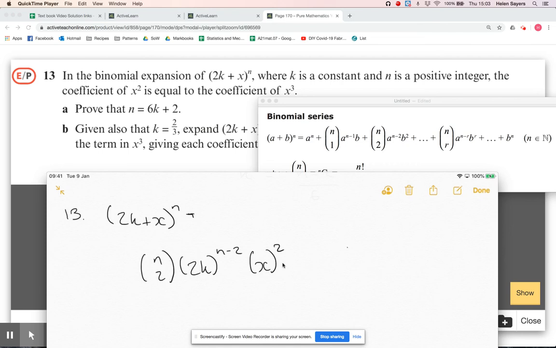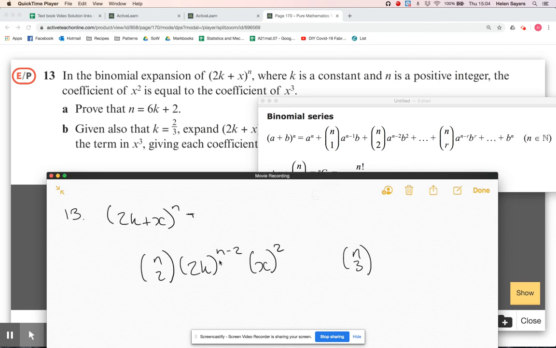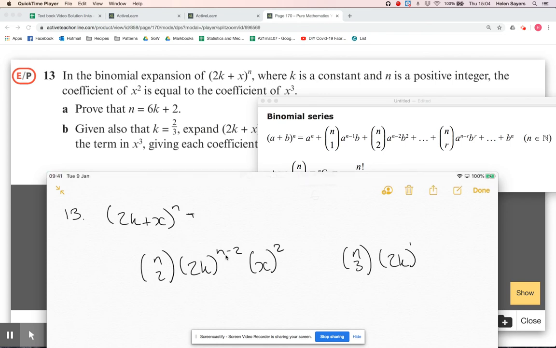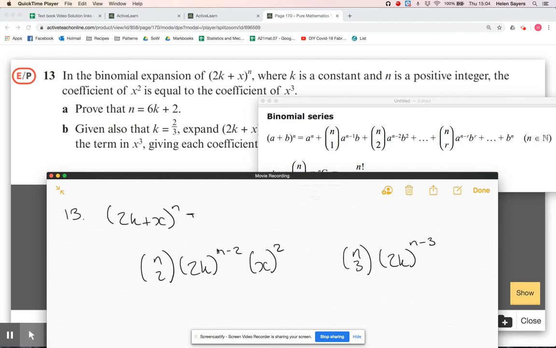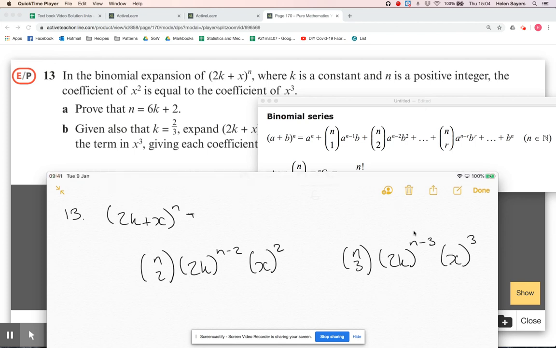My x cubed term is going to be n choose 3. Now, they don't actually specifically tell me the x cubed term, but you've used it lots on more standard questions. So the power of a is going to reduce by 1. So that will become 2k to the power of n minus 3, because that power needs to go down by 1. And then the x term is being cubed.